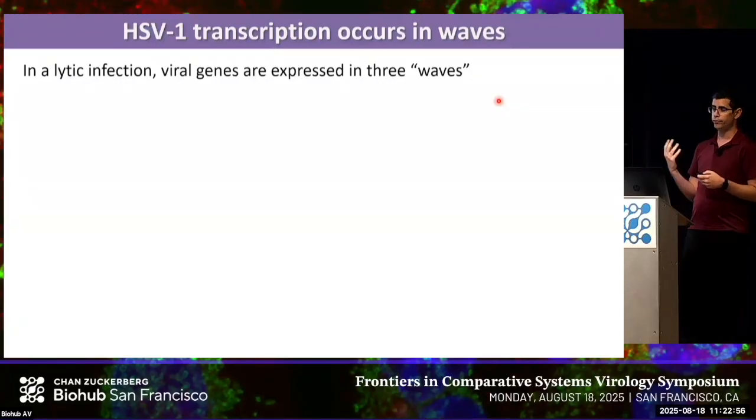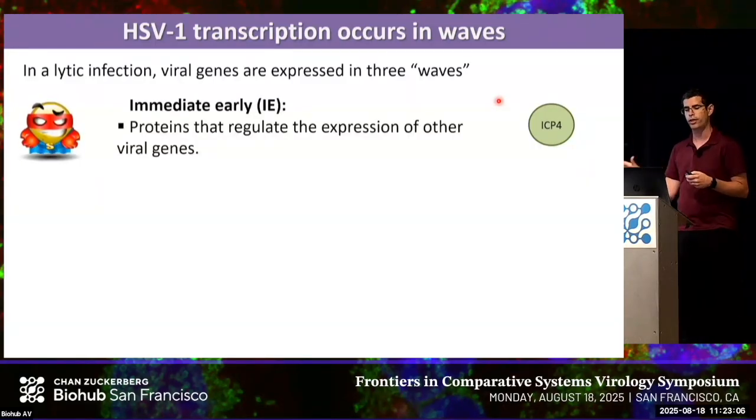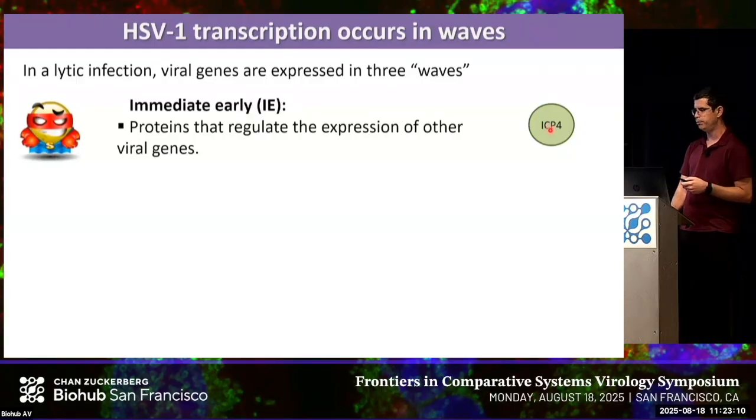there are 3 waves of viral gene expression. We have immediate early genes that are expressed as soon as the viral genome enters the nucleus. There are 5 of these. They turn on all the viral gene transcription and shut off a lot of the immune responses. You only need to know one of them, called infected cell protein 4, ICP4, and we're going to use it as a marker of cells becoming infected.